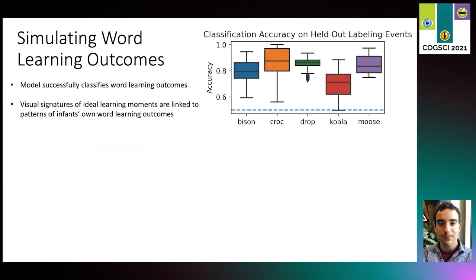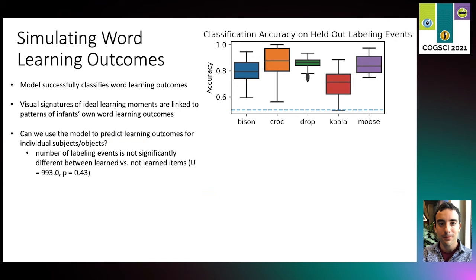Our models are able to extract the signatures of ideal visual scenes from the first-person input and successfully link patterns in these signals to infants' own word learning, offering a proof of concept that this is possible in principle using a sensory-grounded computational model. We were then interested if we might be able to predict learning outcomes for individual subjects and individual objects. One expectation might be that labeling frequency should be able to account for individual word learning outcomes. However, we find that labeling frequency is not significantly different between learned versus not learned items in this study.